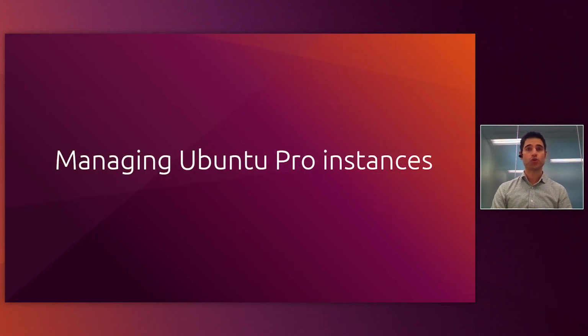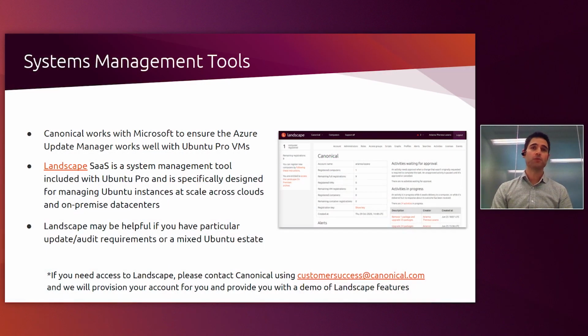So how do you manage your Ubuntu Pro instances? For many people, you will want to use the Azure Update Manager. This is a built-in Azure tool for systems management around your updates. And we work with the Azure team to make sure that Update Manager works as well as possible with Ubuntu Pro VMs. Alternatively, we also have a systems management tool called Landscape, and you are entitled to use this as part of your Ubuntu Pro subscription.